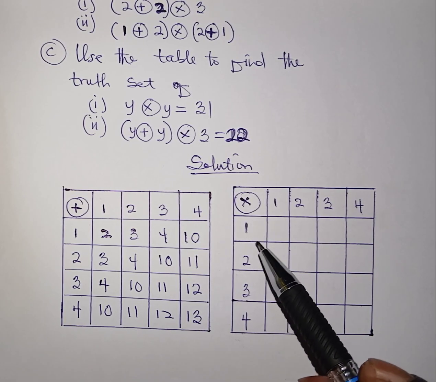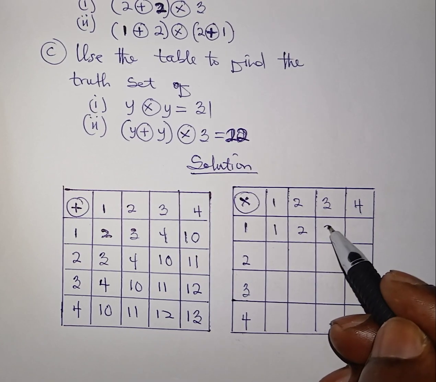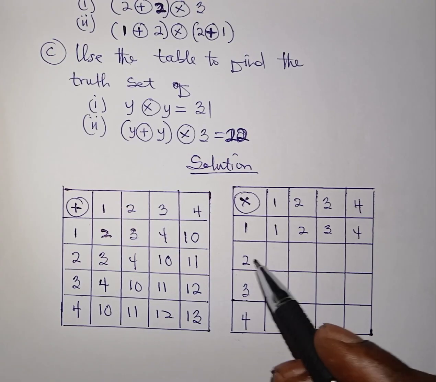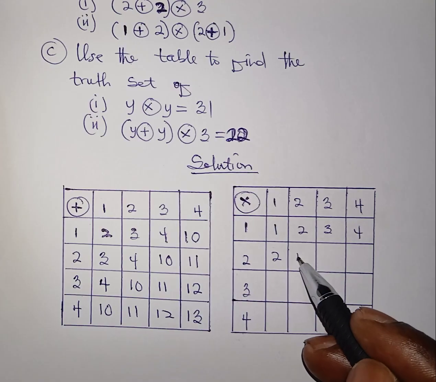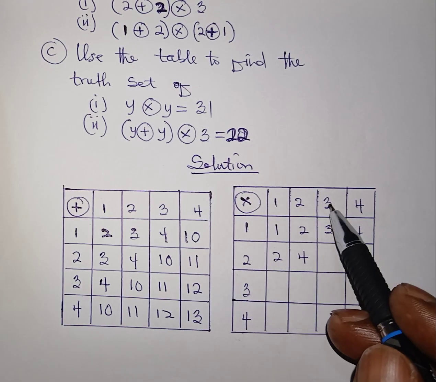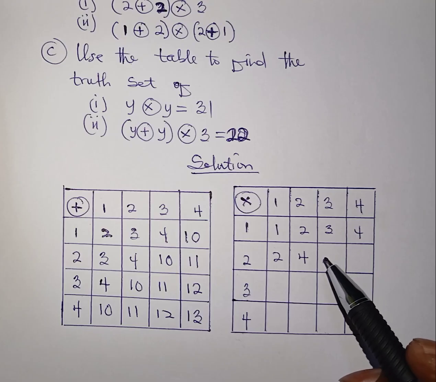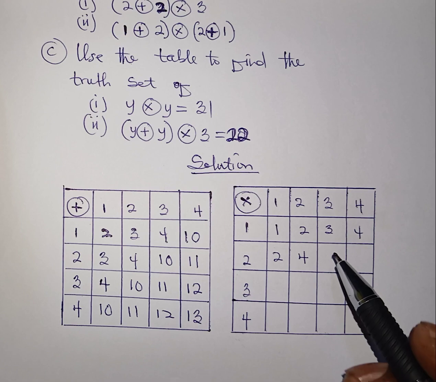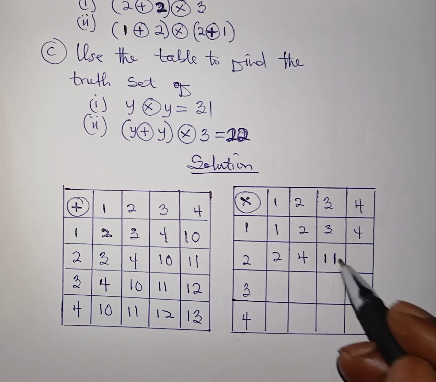So let's move on to the multiplication. This time we are not going to add, but we are going to multiply. So 1 times 1 is 1. Here is 2, here is 3, and here is 4. Now 2 times 1 is 2. 2 times 2 gives me 4. 2 times 3 gives me 6, and you realize that 6 is greater than 5 because the base is 5. So 6 divided by 5, how many times? 1, remainder 1. So I'll put 11 here.